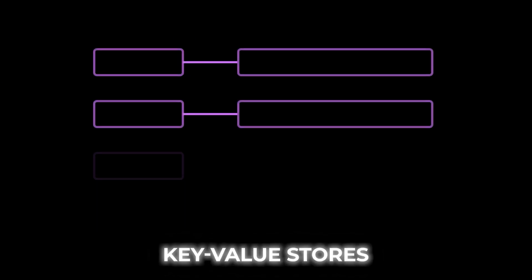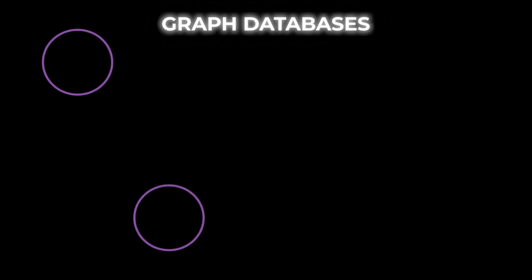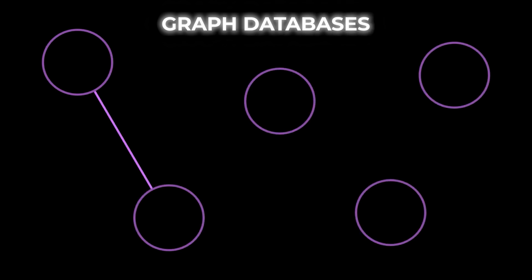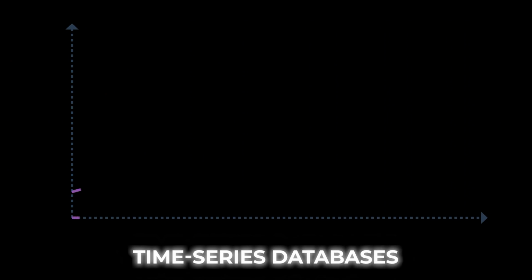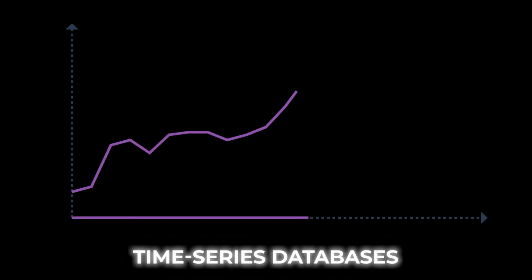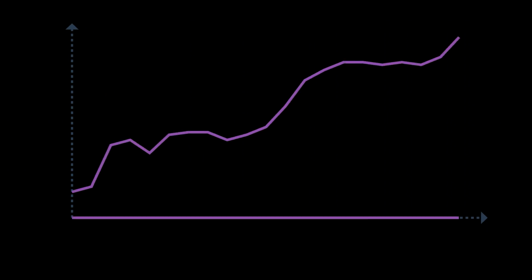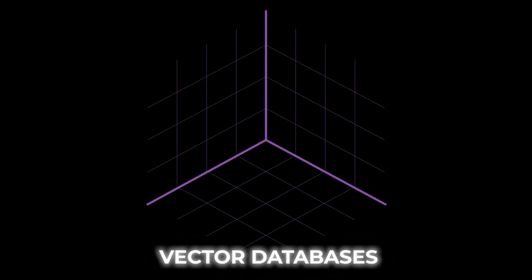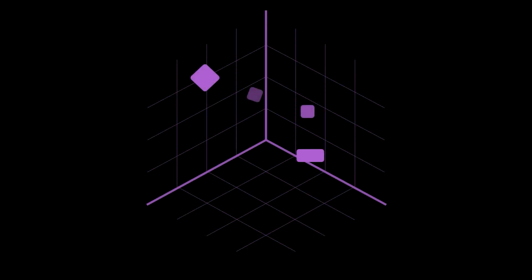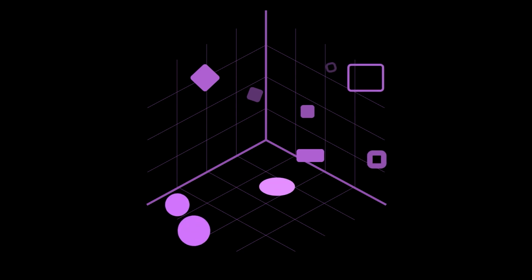You have key value stores, which are excellent for quick lookups using simple key value pairs. You have graph databases, which specialize in mapping relationships between data points. And you have time series databases, which are optimized for tracking data changes over time. And there are many more. And recently, vector databases have gained popularity, especially in machine learning applications, as they store data in a way that makes it easy to find similarities across large datasets.